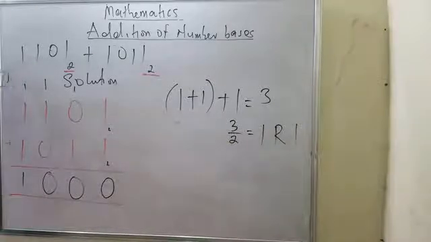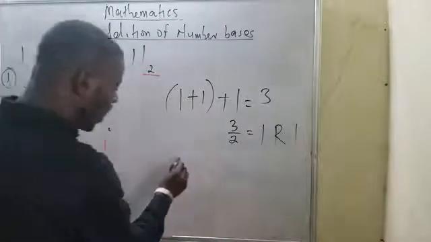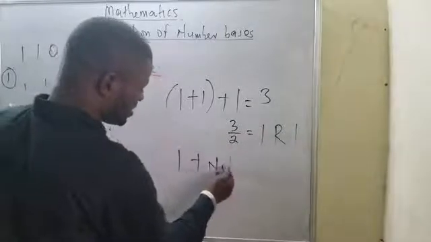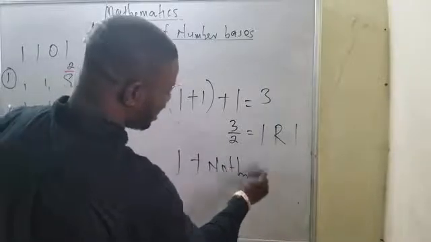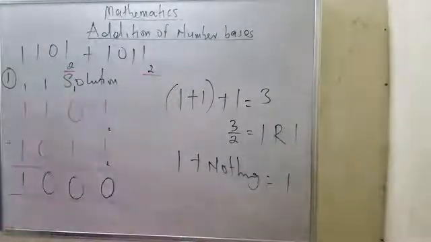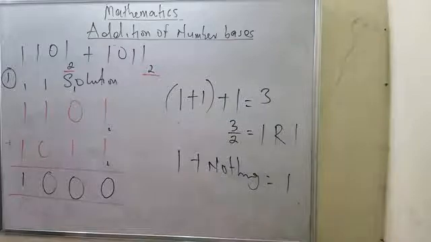Now, that's what is remaining here. You are adding 1 plus nothing plus nothing. It will surely be equal to 1. Since you are adding 1 plus nothing, it will surely be equal to 1. It means that your 1 will come down.